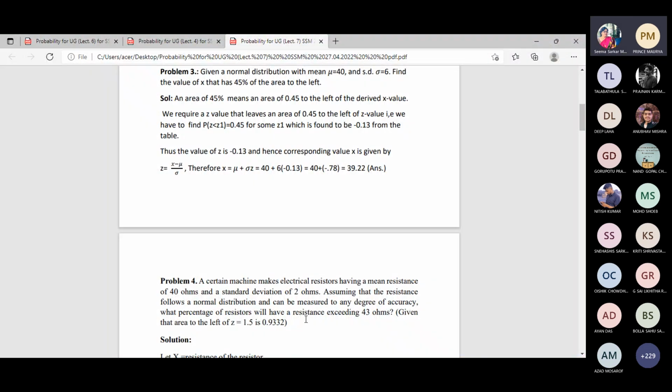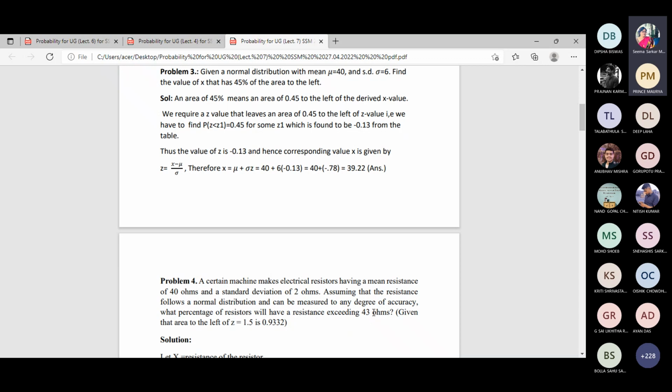Now, in this case, can you tell me what is given and what you have to find? Ma'am, X1 is given. We have to find the X1. What is your X1? 43. Absolutely, 43. And you have to find the corresponding area or probability. Which probability? If capital X represents the random variable, the resistance of the resistor, you have to mention what capital X is. Suppose X is greater than 43. So what percentage of resistors will have a resistance exceeding 43? Absolutely. So you have to find the probability that X will be greater than 43.